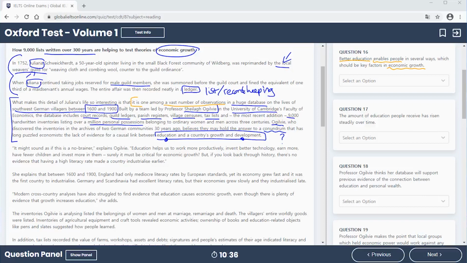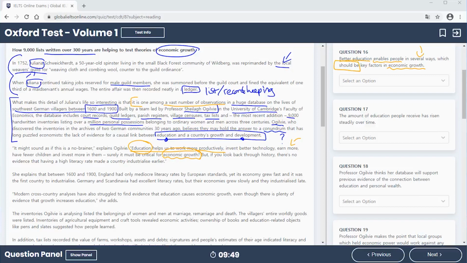In the fourth paragraph, I can see: education helps us to work more productively, invent better technology, earn more, have fewer children, invest more in them. Surely it must be critical for economic growth. So we've got our keywords here, economic growth and education. And then she's listed the several ways that education helps us. Several keywords match, so the answer is going to be yes, because the statement says better education enables people in several ways, which should be key factors in economic growth.